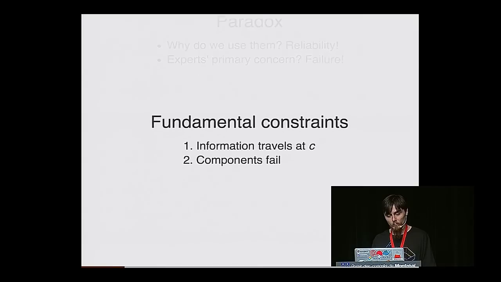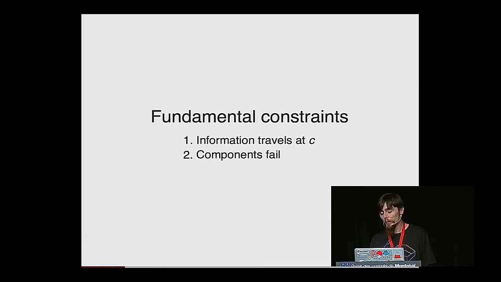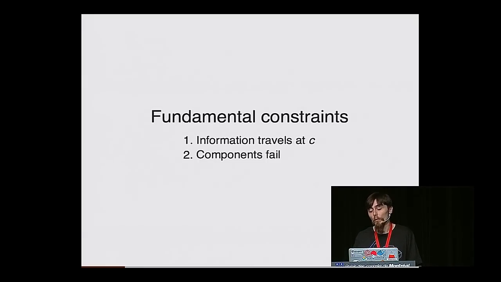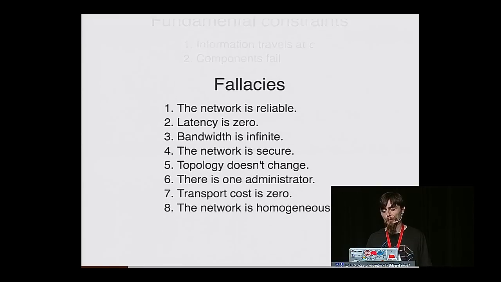That's an interesting paradox, and hopefully we'll be able to elaborate on that a little bit more during this talk. Now, distributed systems are really just systems that abide by 2 fundamental constraints. First of all, information travels at the speed of light. No faster, usually slower. And secondly, components fail. So 2 very simple things, and basically anything that has to deal with this is probably distributed.